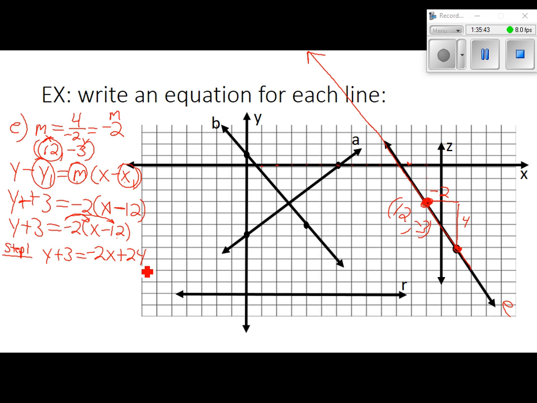And then we're going to do step 2, which is just get the y by itself. So we subtract 3 on both sides. These cancel out, and we're left with y equals -2x plus 21. Now that's in slope-intercept form, and that's a good equation.